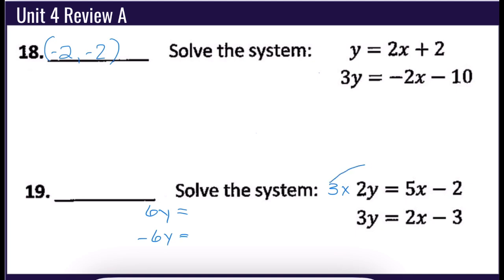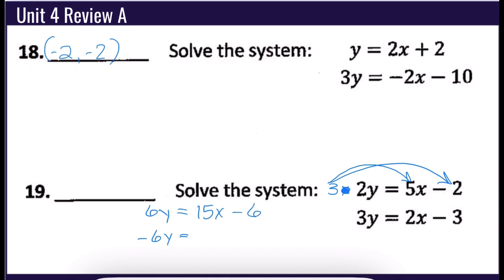But that means I'm going to have to multiply the 3 by all of those parts. Let me do a dot there instead of an x so we don't get confused. So 3 times 2y. 3 times 5x gets me 15x. 3 times 2 gives me a 6.